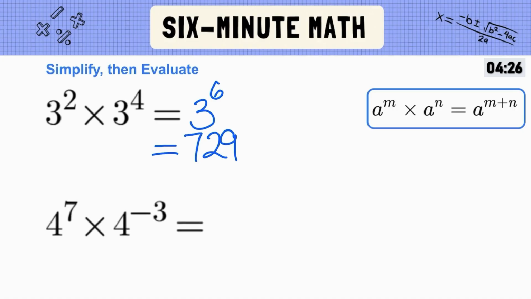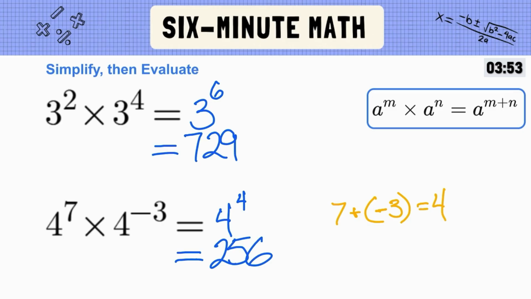How about if I were to simplify 4 to the power of 7 times 4 to the power of negative 3? I have a common base of 4, and then I will add my exponents together. 7 plus negative 3 is going to equal 4, making my simplification 4 to the power of 4. Evaluating 4 to the power of 4, I would get 256.